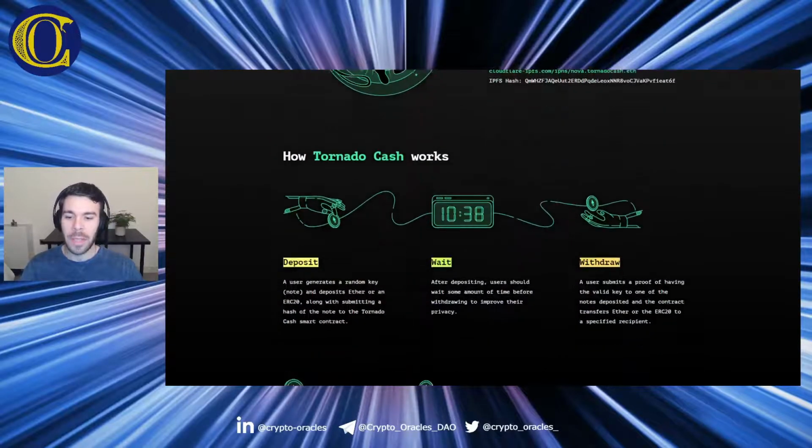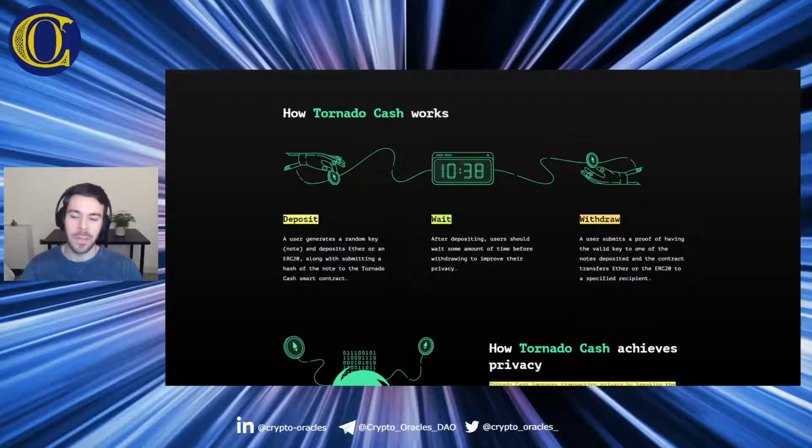Now, how does Tornado Cash actually work? This is really interesting. You have 3 phases: you have to deposit, you have to wait, and then you can withdraw, or somebody else can withdraw on the other hand. So a user generates a random key, which is called a note, and deposits Ether or an ERC20 token. I think they now support other blockchains as well. Along with submitting a hash of the note to the Tornado Cash smart contract. It's actually already done for you through the app.